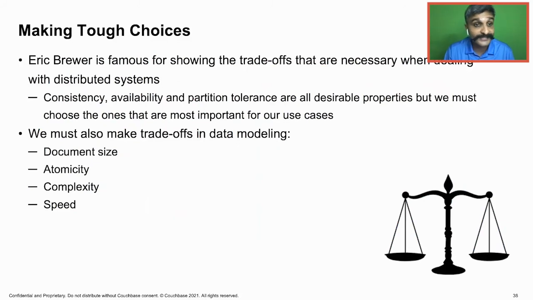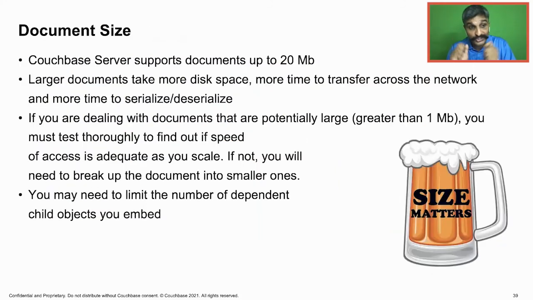Right? So document size. Couchbase Server supports documents up to 20 megabytes. Yes, but that does not mean the document should be as large as 20 megabytes, because remember, a large document takes more disk space, more time to transfer across the network, more time to serialize and deserialize. So if you're dealing with documents that are potentially large, you must test thoroughly to make sure the speed of access is adequate as you scale. If not, you might want to break down into smaller documents.